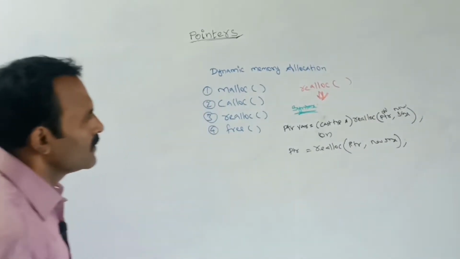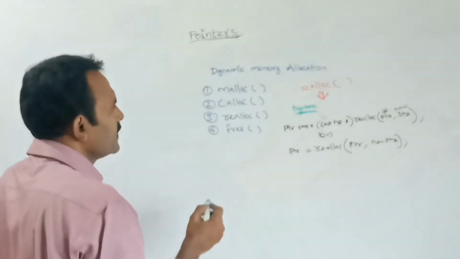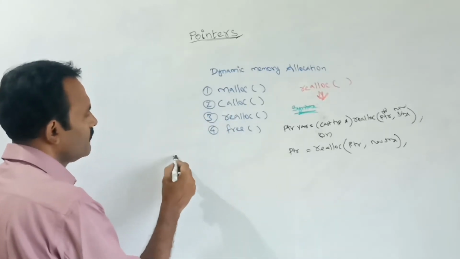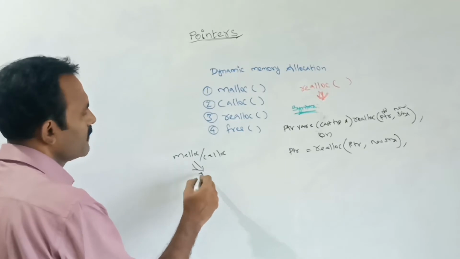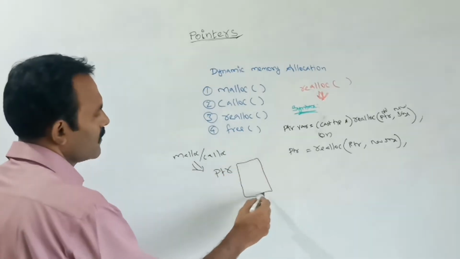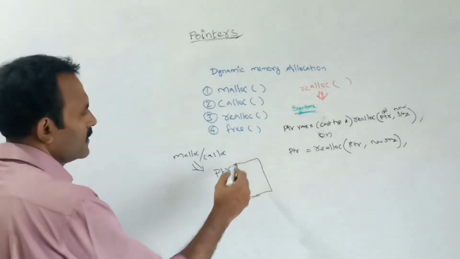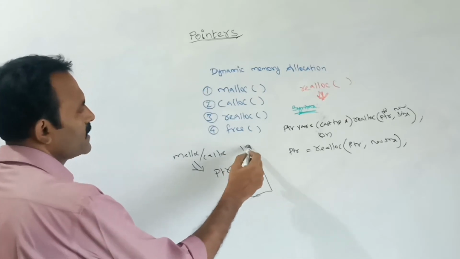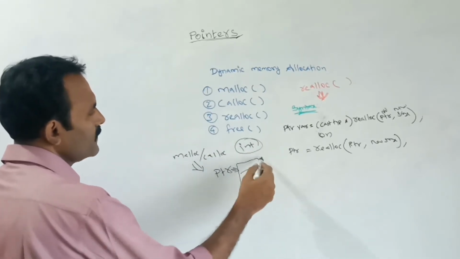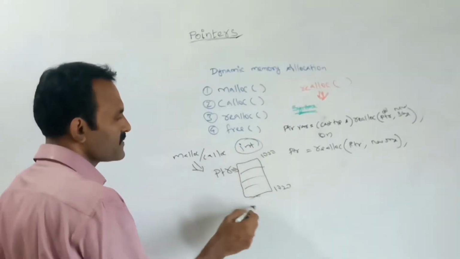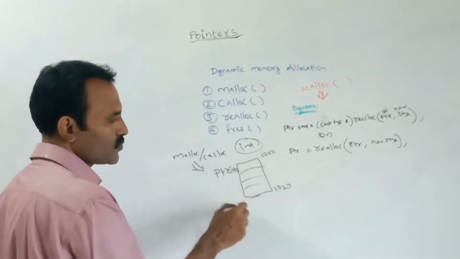Say, for example, if you have already created memory space using malloc or calloc, and let us assume this is integer type, here you are allocating space for 5 elements, to store 5 elements.